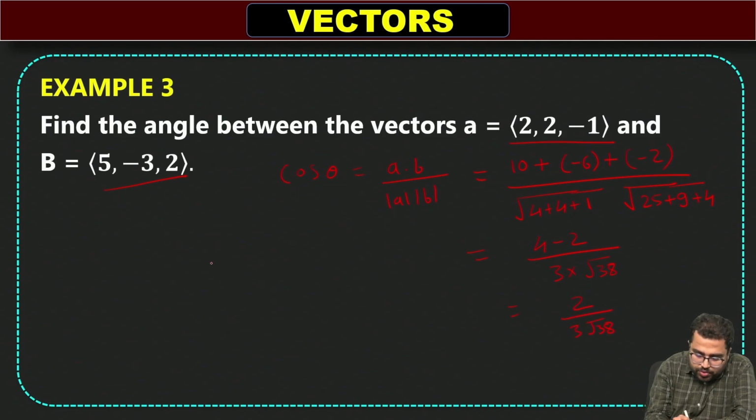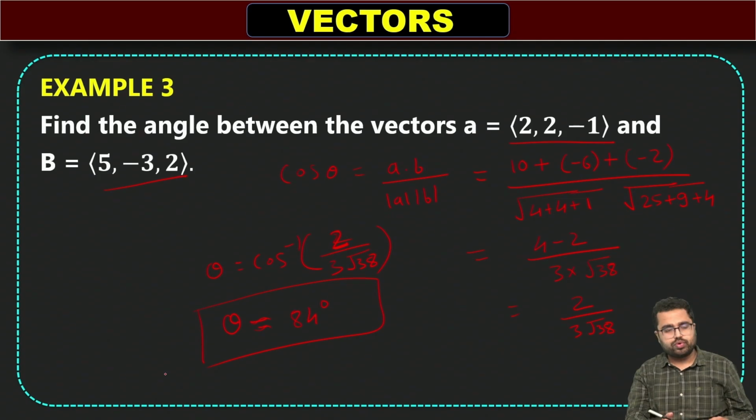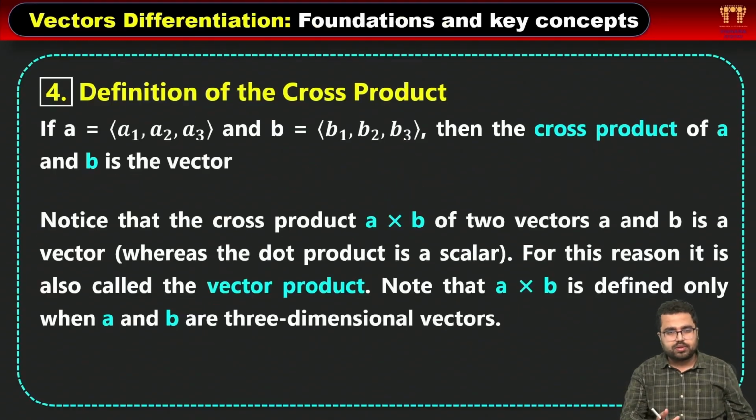So what is theta then? Theta is nothing but cos inverse of 2 by 3 root 38. This is not a known value. If you calculate with your scientific calculator, you will get theta around 84 degrees. You can verify this. So in this way you can find the angle between two vectors. This is the basics for the angle between two vectors.